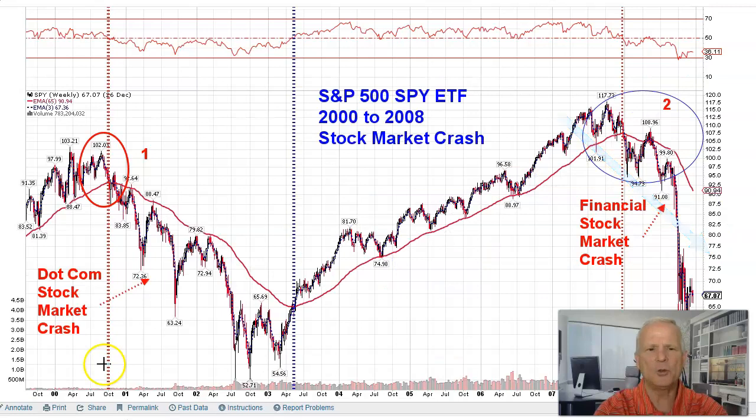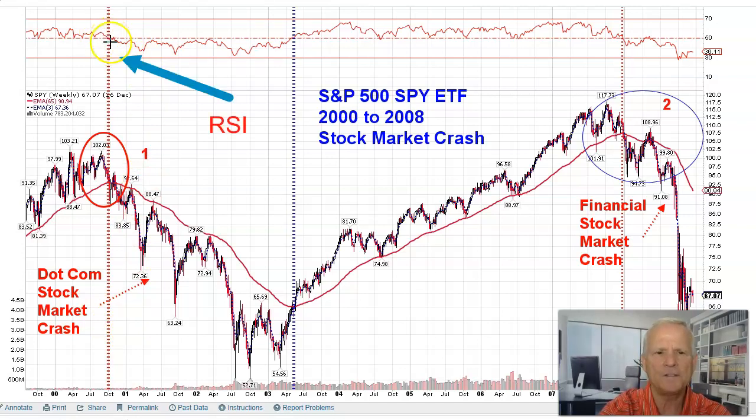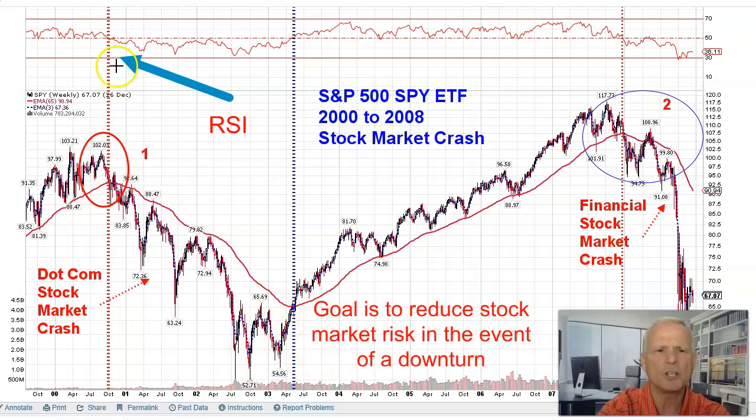If we go back to 2000, 2001 during the dot-com stock market crash, and if we look at this indicator here, it started to drop below the 50 line here. Now, we're not trying to pick the tops here, and we're not trying to pick the bottoms here. Very difficult to do. But if a person used this strategy, you would see that this RSI 30 line is below the 50 line for quite a bit of this move down in the markets.